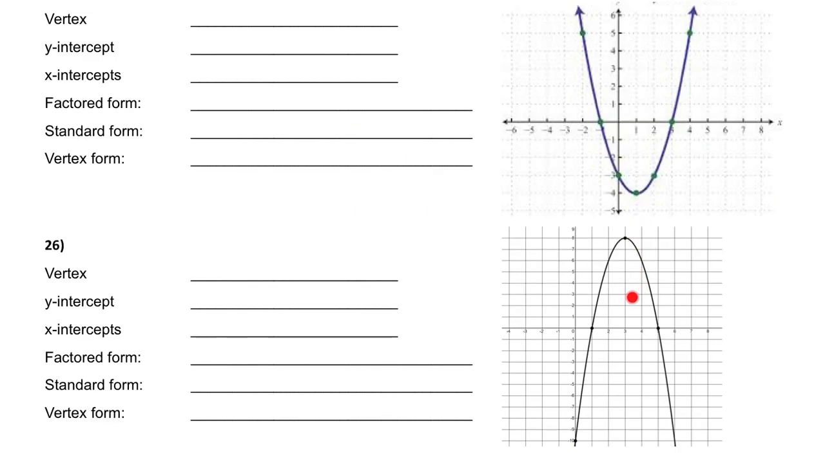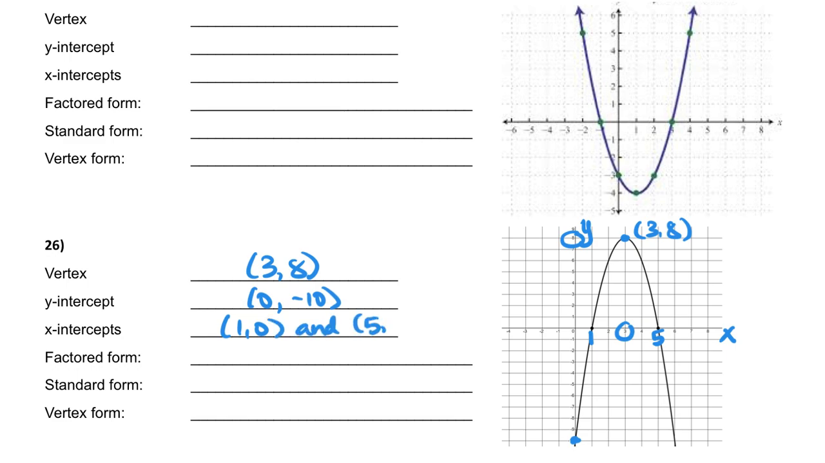25 and 26 are the same type of problem. I'm going to do 26. Our vertex, you're just going to start by labeling your points here. So our vertex in this case is our maximum, and I can see that it's at 3, 8. And my y-intercept I can see right here on the y-axis. So that is going to be 0, -10. And then along my x-axis, I'm here at 5 and 1. So 1, 0, and 5, 0 for our ordered pairs.